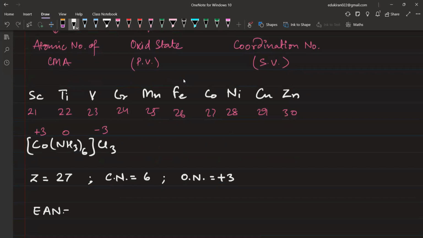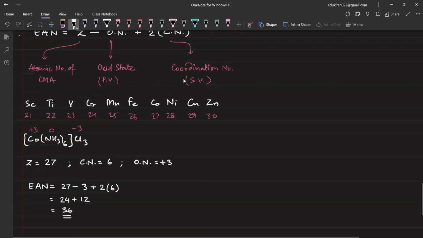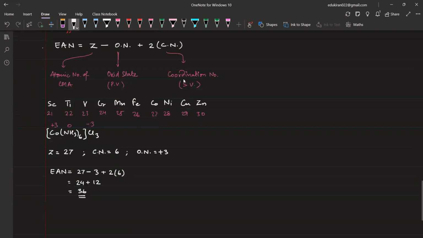effective atomic number. It is equal to the atomic number of cobalt, 27, minus 3, the oxidation number, plus 2 into 6, right? So you'll be having 27 minus 3 is 24, 24 plus 12, this will be equal to how much? 36. All of you got this guys, yes or no, please tell me. Yes, sir. Effective atomic number, okay.